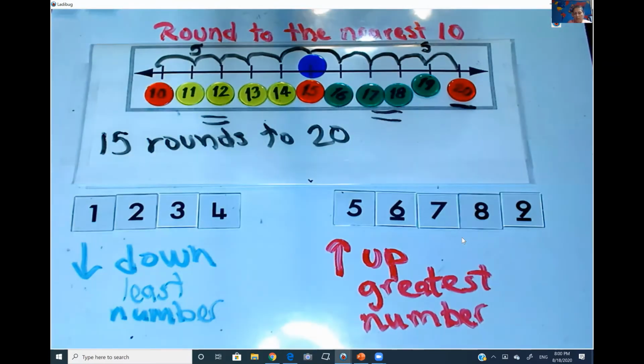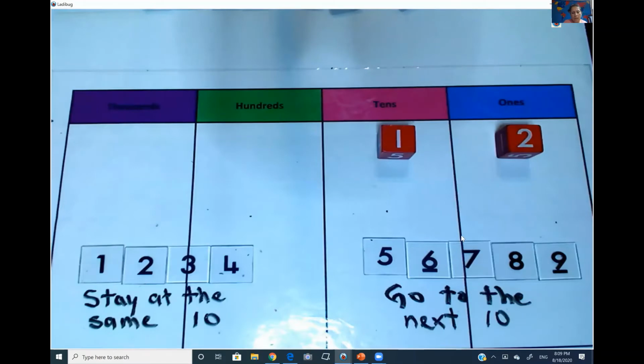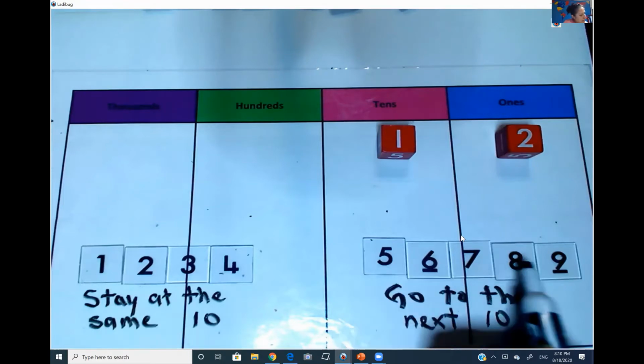So let's try this, but this time we're going to try it with a place value chart. Another way to express rounding, as I told you before, is using a place value chart. And we still have the same numbers. If the number we're trying to round finishes in 1, 2, 3, and 4, we stay at the same 10. But if it finishes in 5, 6, 7, 8, and 9, we go to the next 10. So let me exemplify that using the number 12.